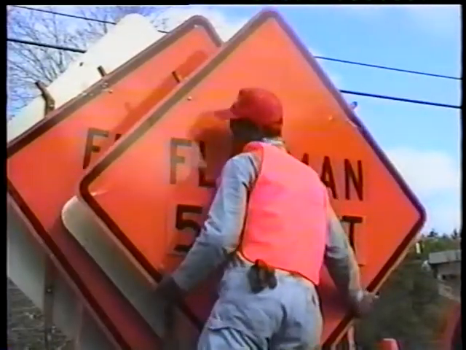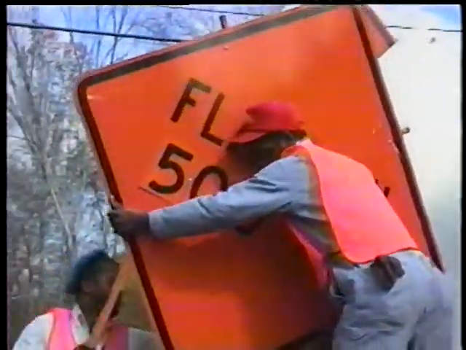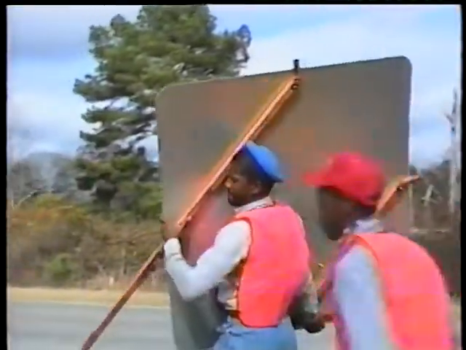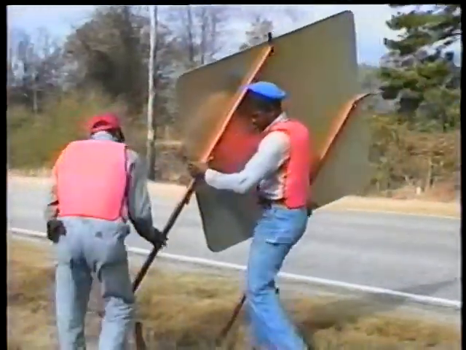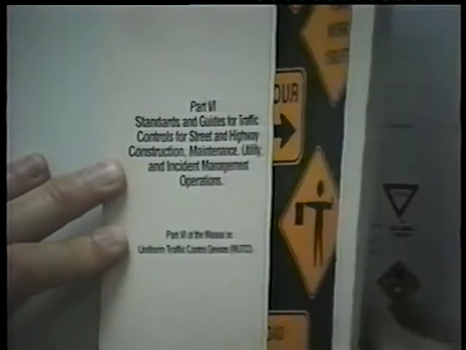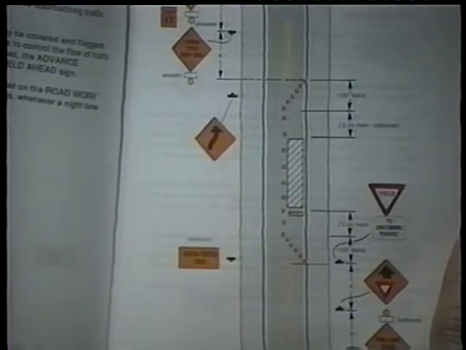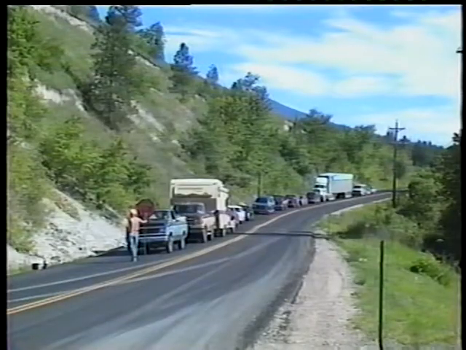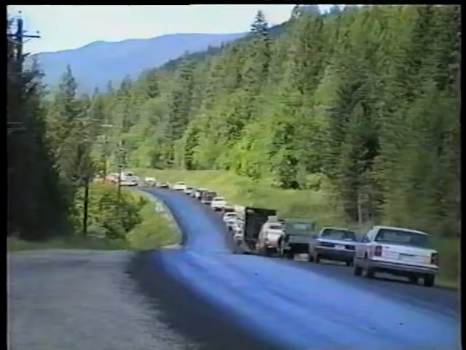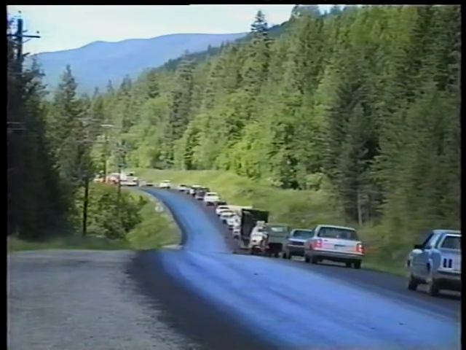Now, although the exact signs and devices and their locations will change from project to project, there are a number of principles that apply to all traffic control zones. First, the traffic control setup should comply with the manual on uniform traffic control devices. Second, when traffic has to be alternated through the work area, make sure the flaggers work together to avoid holding traffic too long.